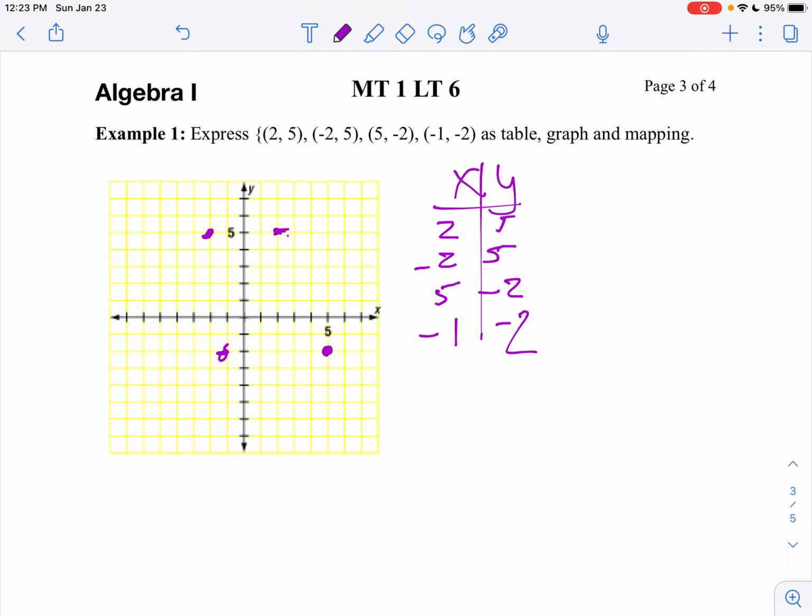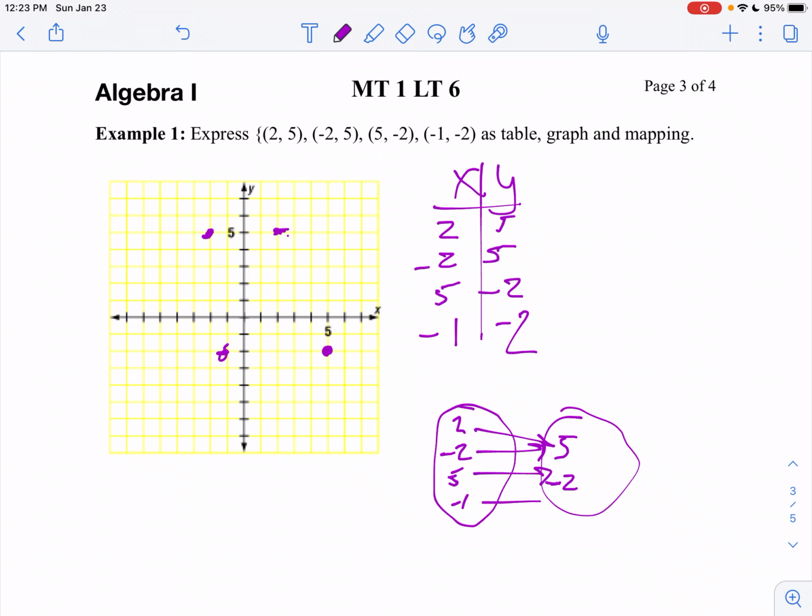Now we can also do a mapping, and here's the nice thing about the mapping. Our x would be our input, and my second would be my output. Now I don't have to repeat myself. So notice on my x's, I've got 4 different numbers. I've got 2, negative 2, 5, and negative 1. But on my y's, I've just got 5 and negative 2. I don't have to repeat myself. So we're going to draw an arrow from 2 to 5, from negative 2 to 5, from 5 to negative 2, and from negative 1 to negative 2. So we have 2 arrows going to each of them.